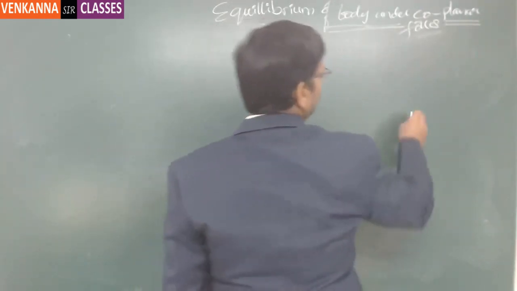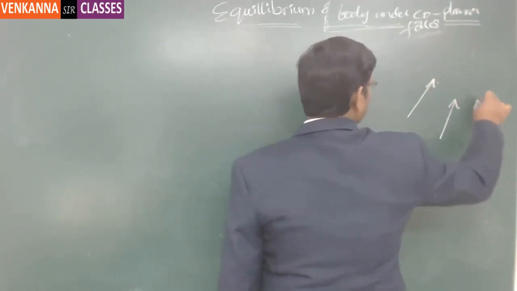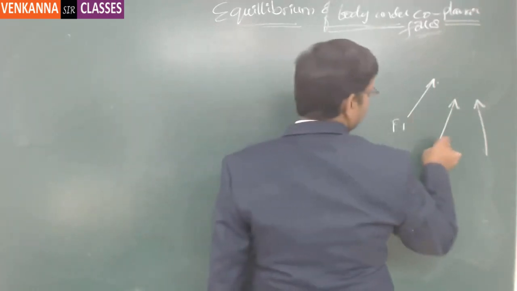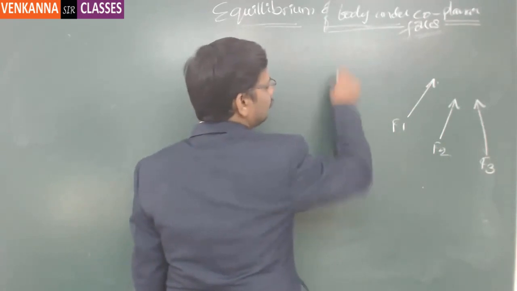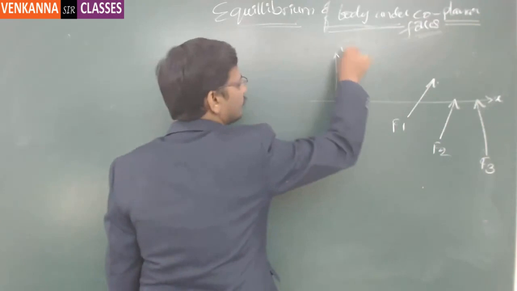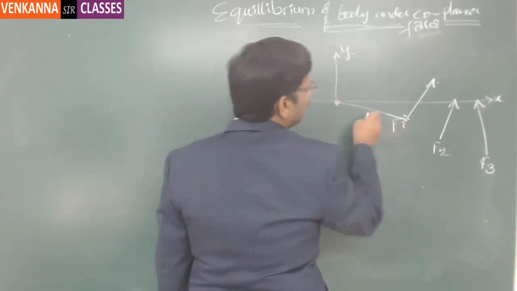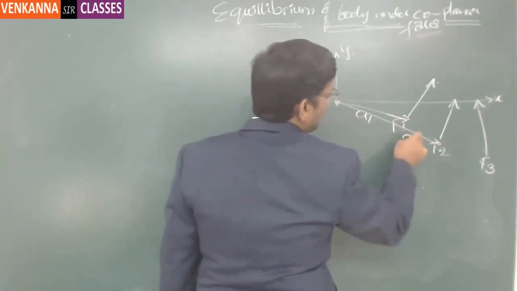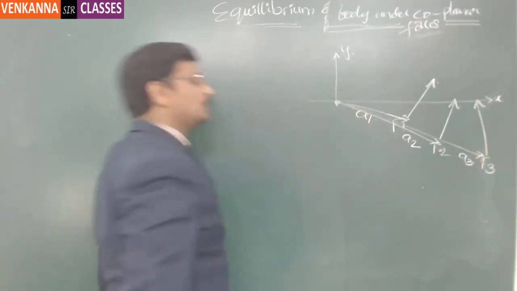So if there are multiple forces like this, all the forces together, this is F1, this is F2, and this is F3, and this is a randomly chosen location. Let us say this is the coordinate system, this is the x-axis and this is the y-axis. So this location is the point of action of this particular force, and let us say this is A1 and this is A2 and this is A3.